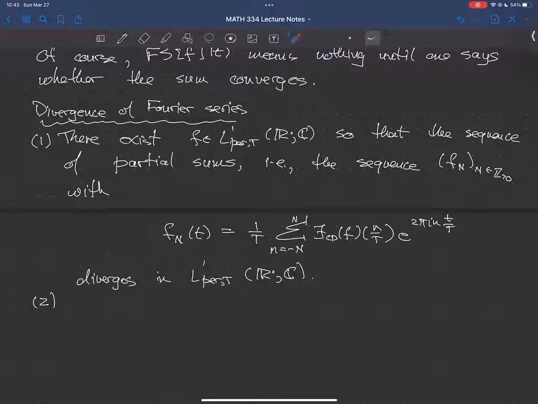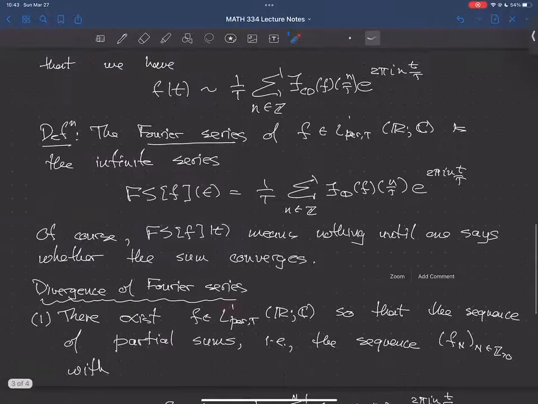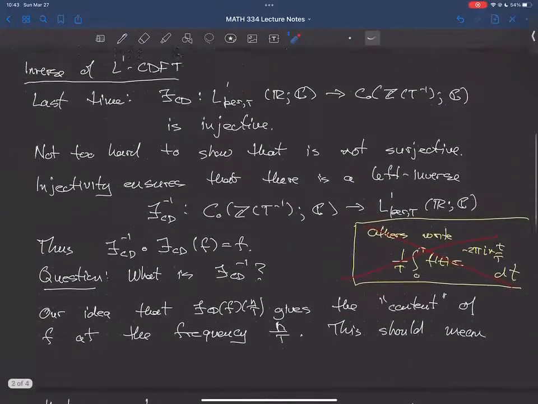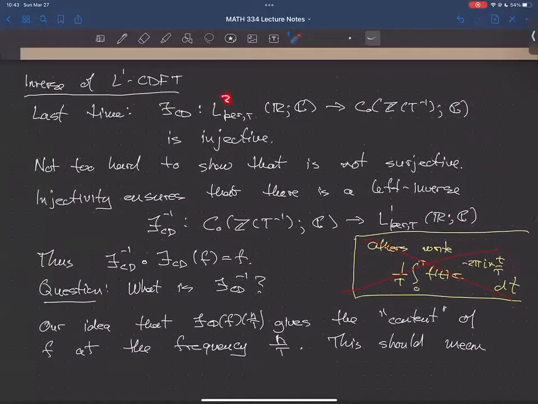So we're going to talk more in detail about the L2 CDFT, and I've already said some things about it. I've said that if F is in L2, sorry, the best place to do that would be here. So if F is in L2, then the CDFT is in little L2. I said that, and we're going to see that a little bit later on.